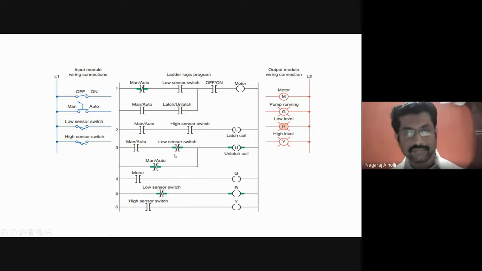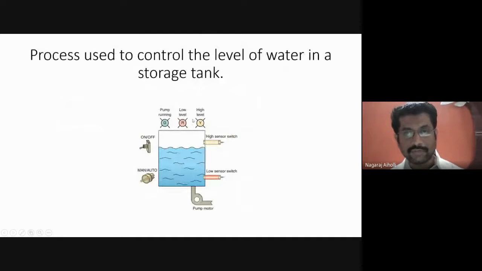Then the high sensor switch. When I was explaining rung 2, what I highlighted there: when manual bar auto mode is examine if closed and the high sensor switch is closed, only then the latch coil will be energized. That is, manual bar auto is in closed position, and the high sensor switch is also closed, which indicates that the latch coil is energized, which indicates that the height of the tank is now high. For this status indication we are glowing the yellow light. What is this yellow light? This is for high level. Just we'll go back and see it. This is for high level, yellow light.